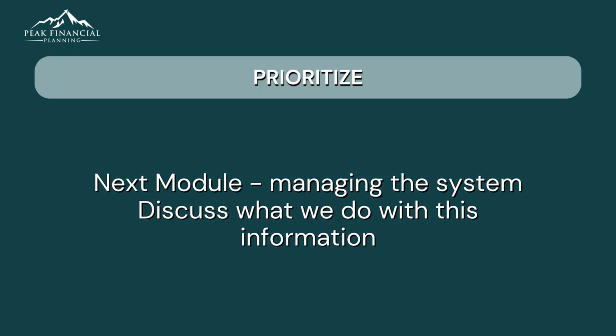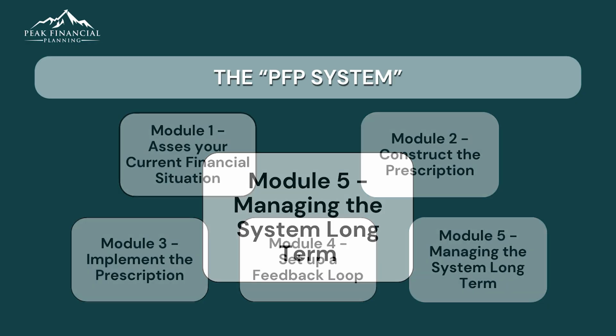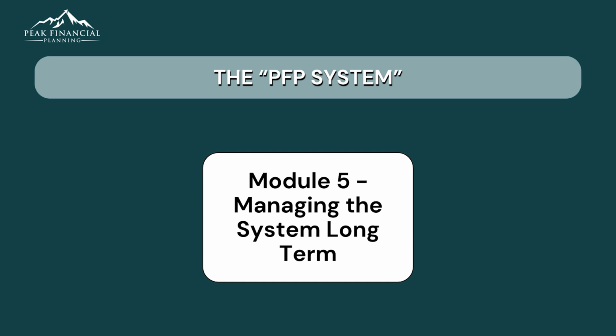And to repeat and conclude here, in the next module, which we'll go into in the next video, we're going to talk about how you manage the system and discuss what you do with this information as you track it. To wrap up here, this was module 4, setting up a feedback loop of the navigating the retirement risk zone planning methodology. Next week, we'll go into managing the system long-term, and we'll conclude the entire planning process there.